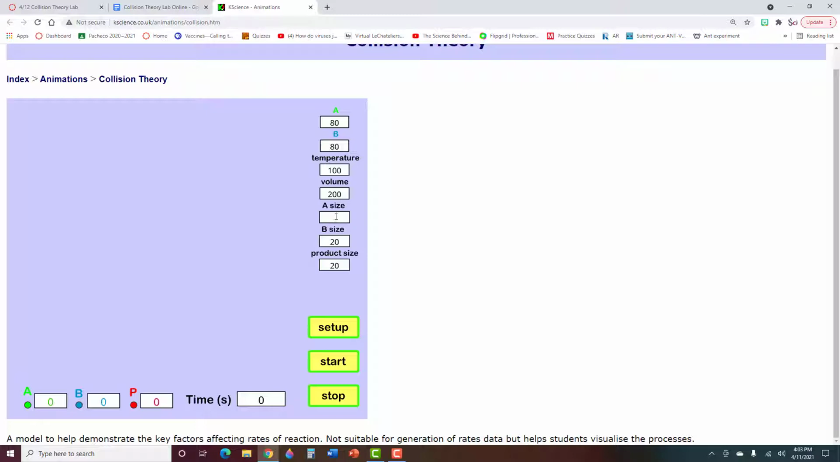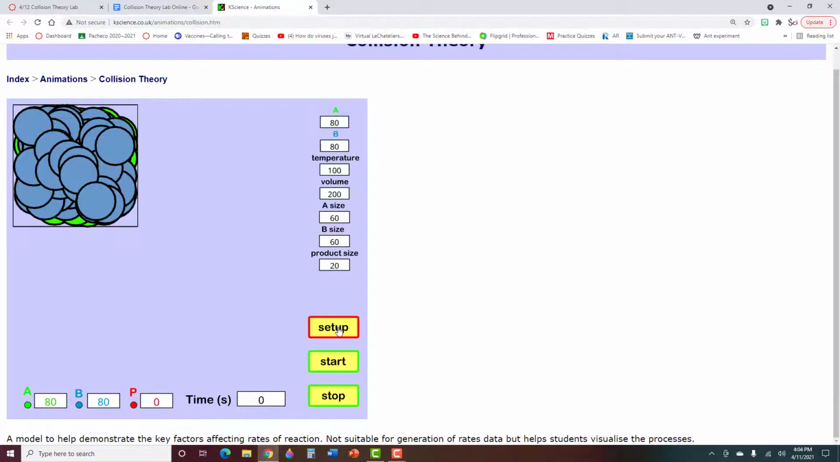And then I want to increase the size, which represents surface area. So I want to increase the surface area, which actually in real life, remember, if you're increasing the surface area of a molecule, you're actually cutting it into smaller pieces. But this animation doesn't have any way of me simulating that. So we're increasing the surface area to demonstrate this. So we'll go with 60 on the size, 60, and then we leave product size alone because that's not really going to affect anything. Setup.